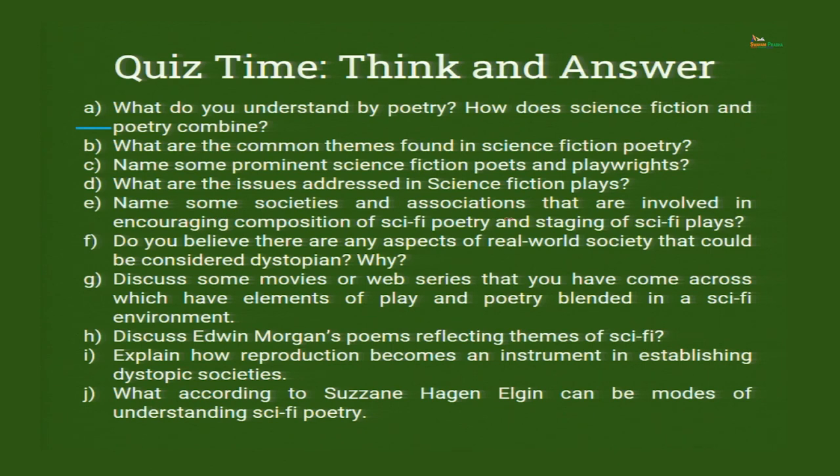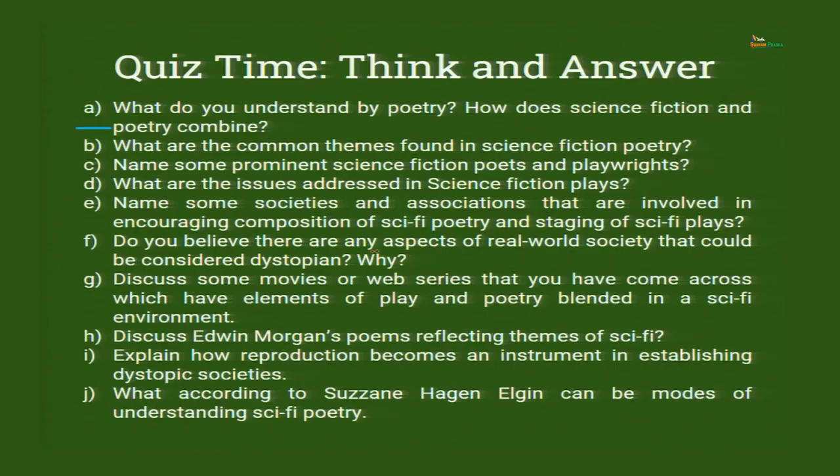Name some societies and associations that are involved in encouraging composition of science fiction poetry and staging of science fiction plays. The association that we were talking about, you can write their name. You can also go on Google and look for other smaller societies. Doesn't matter whether it is big or small, but these associations, societies and communities help the entire discourse of science fiction to keep up with higher academic standards.